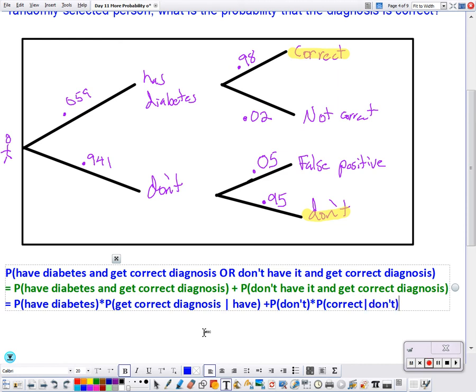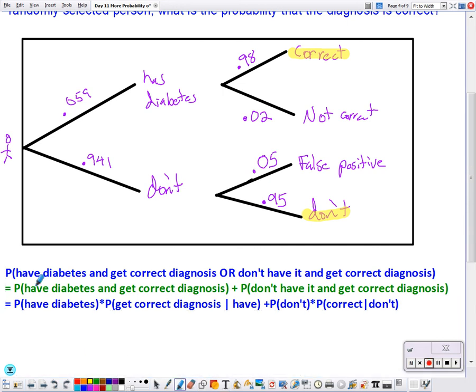All right, so here we go. Let's do a little highlighting, shall we? Have diabetes and get the correct diagnosis given that you have it. So you have diabetes and you get the correct diagnosis, or, we'll do this one in gray, you don't have diabetes and you get the correct diagnosis that says you don't have diabetes.